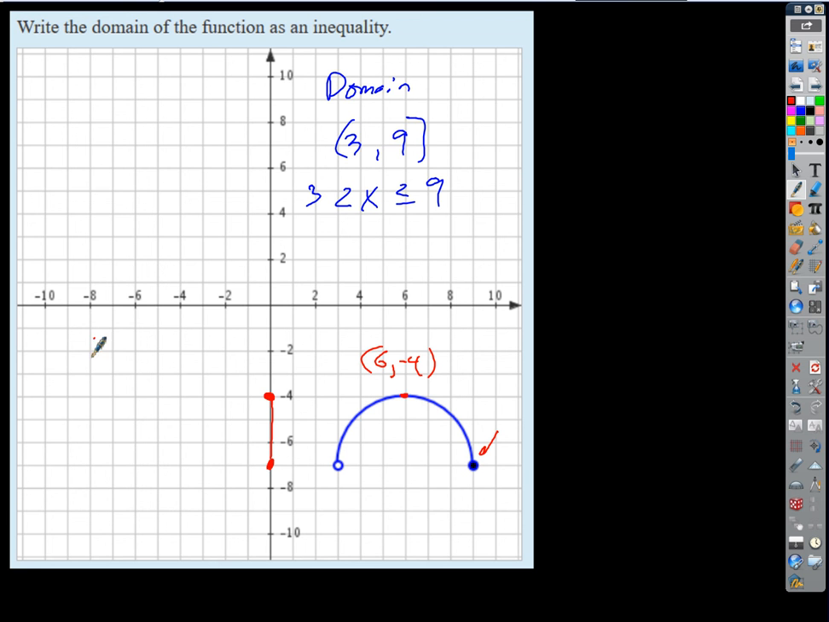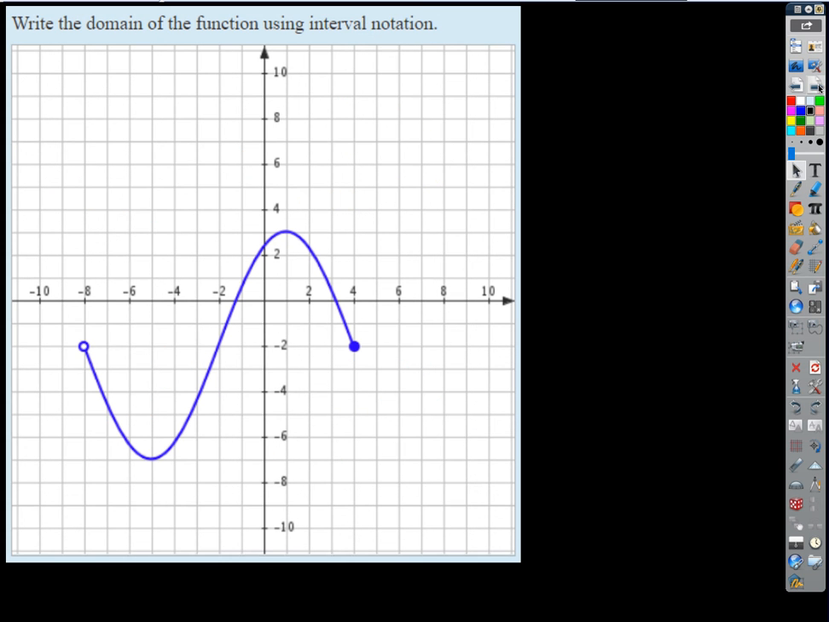So my range would look like -7 on the bottom, -4 on the top. Or I could write it as y, whoops, I forgot, I had wrong brackets, didn't I? So y is greater than or equal to -7 and less than or equal to -4. How about that? What's the domain there?